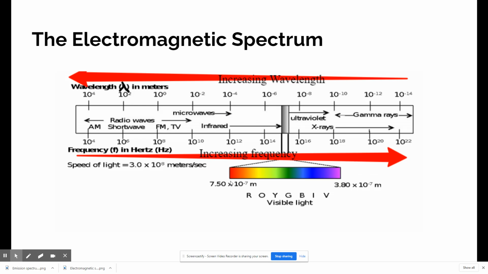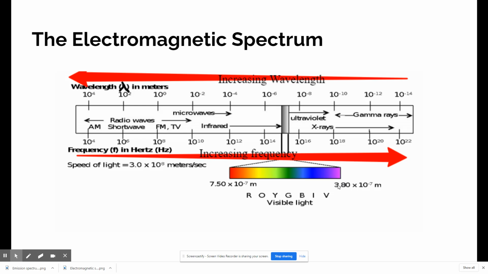And it's got a very narrow range of wavelengths from 7.5 times 10 to the minus 7 meters to 3.8 times 10 to the minus 7 meters, or sometimes it's more commonly referred to as 750 to 380 nanometers. Again, it's all the colors of the rainbow in order from longest to shortest wavelength. And that would be the Roy G. Biv mnemonic you may have been taught in the past to remember the colors of the rainbow. You know, red, orange, yellow, green, blue, indigo, and violet.